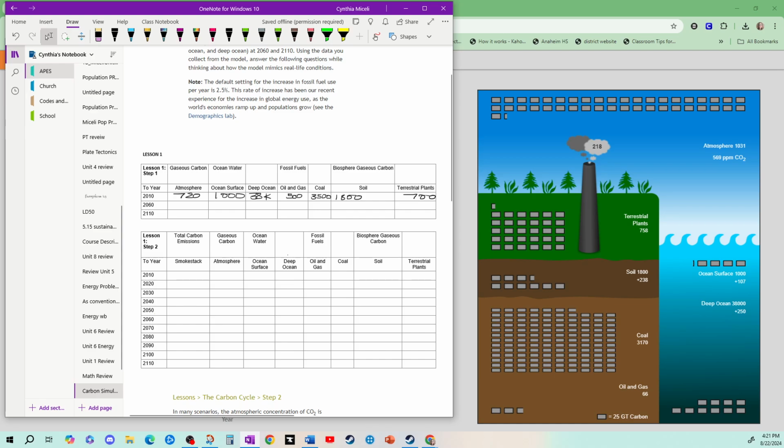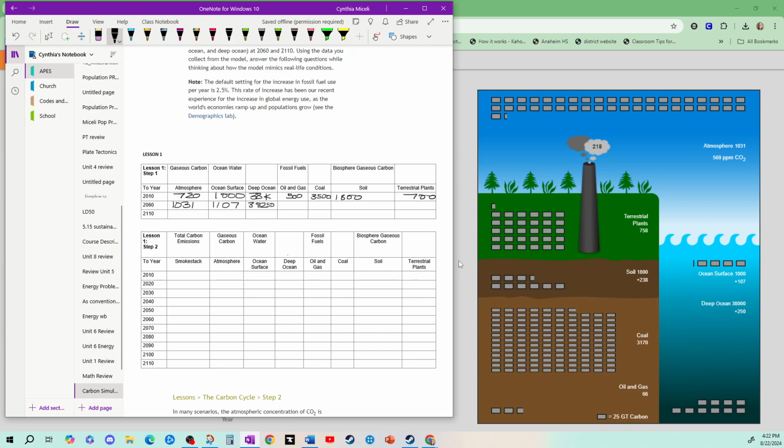Okay, but the amount of carbon total is 1031. And the ocean surface is at 1,000. And it has this plus of 107, so we need to add that together. So it's 1107, and the deep ocean is 38,250 because of that plus 250 down there, right here.